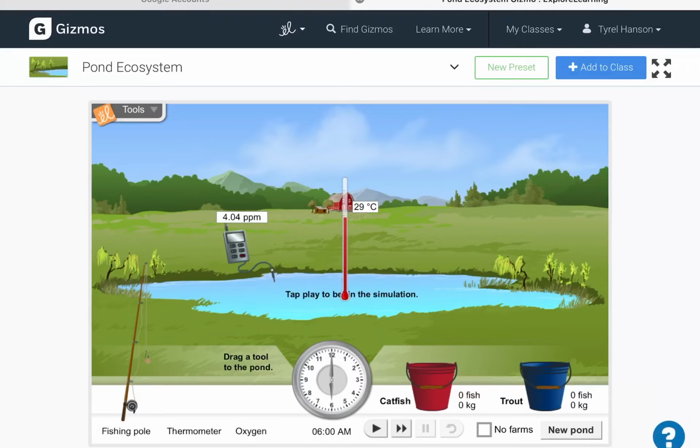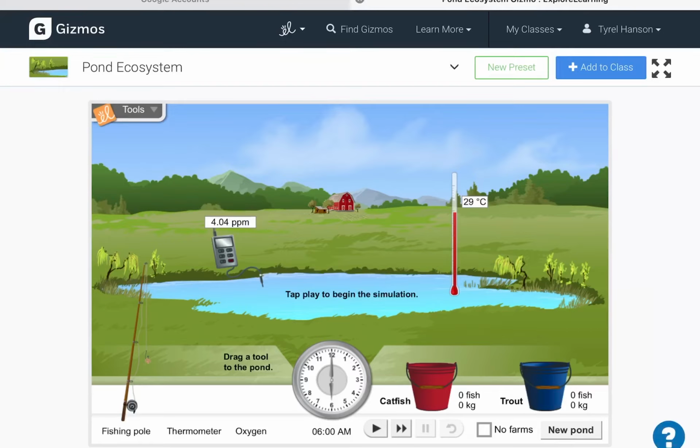Now, hopefully most of you guessed that plants produce oxygen. You've probably heard that before, that plants produce oxygen so that we can breathe. What we want to know now is what influences how quickly that gas is being produced. So we've got this pond here, and a thermometer. We know that the pond is 29 degrees Celsius, and this is an oxygen reader. It says there is 4.04 parts per million, that's ppm, of oxygen in this water.